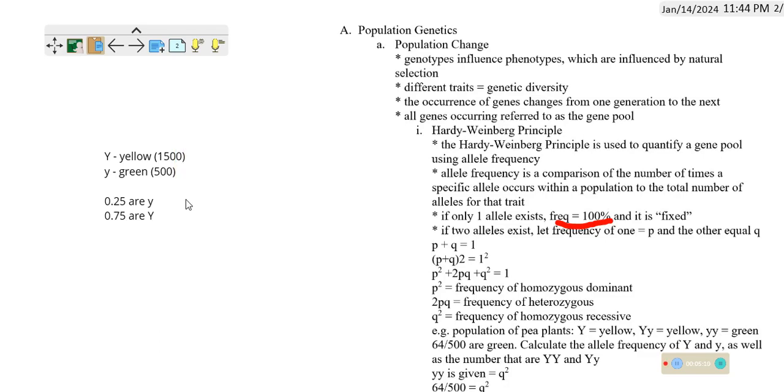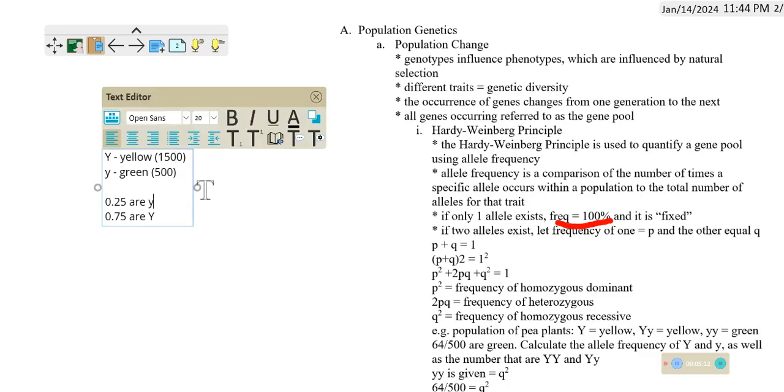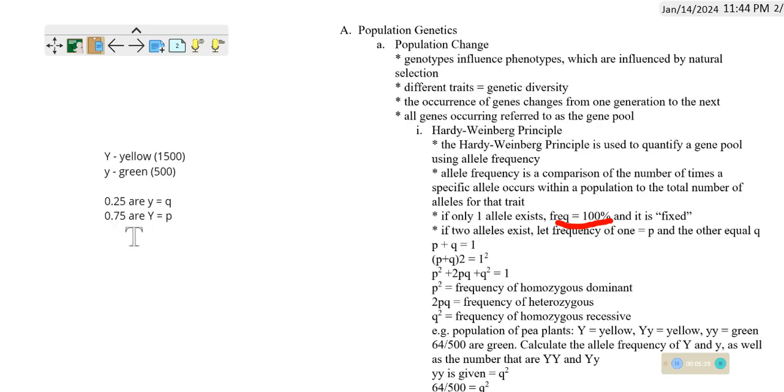So in this instance here, we would say that this is equal to Q, and here, this big Y is equal to P. So there's kind of two equations we have to use. The first equation is this one here, P plus Q equals 1. 0.25 plus 0.75 equals 1. I can do that in my head.